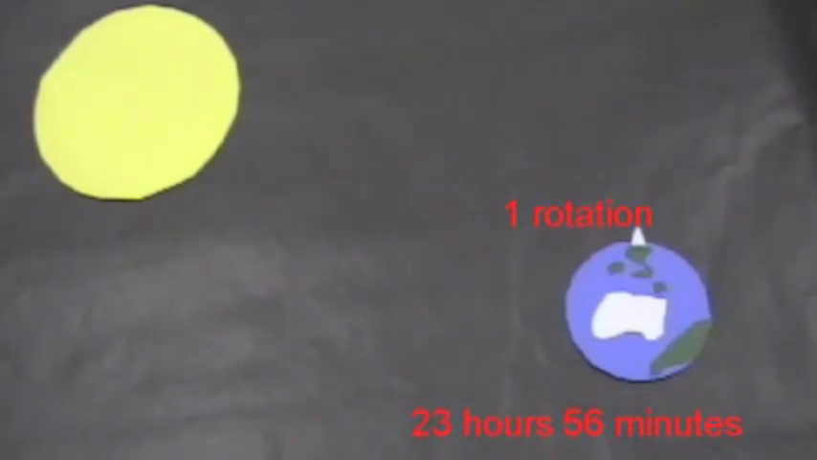So one rotation is 23 hours, 56 minutes. Then the extra 4 minutes for the Earth to point back at the sun brings us to 24 hours. One day is a little bit more than one rotation.